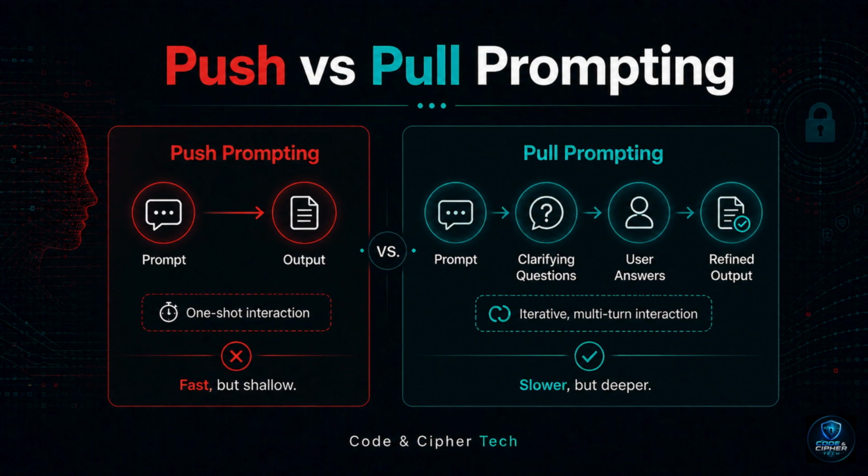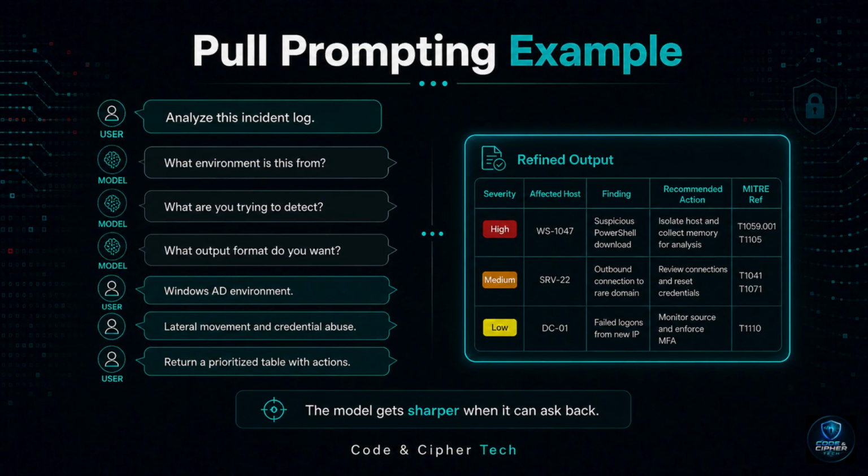There's a better approach for complex security tasks, and that's pull prompting. Here's the difference. With a push prompt, for example, "Here are 50 log entries. What's suspicious?" That prompt will generate a generic response. The model doesn't know your environment, your baseline, or what suspicious looks like in your specific context.